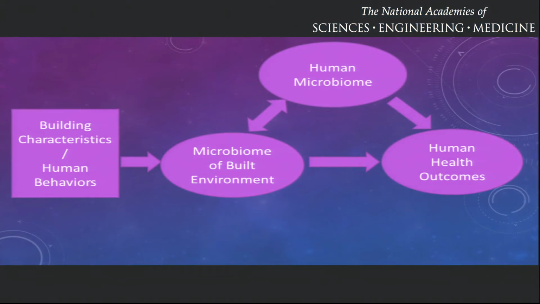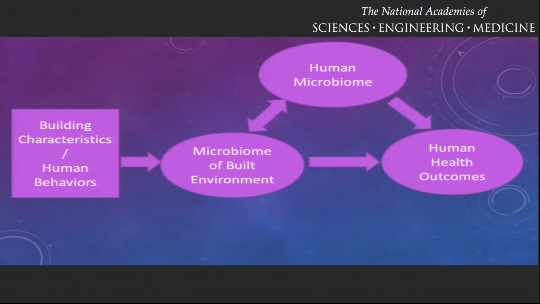Here's a bit more epidemiology for you right at the end, looking at the microbiome of built environment and health effects. All right. Okay, so I have this schematic diagram up here that we've all probably had in our minds, or at least some of us have thought about, which is that building characteristics and human behaviors can influence the microbiome of the built environment, and we believe that they do. There's a bidirectionality between the microbiome of the built environment and the human microbiome. They can each affect each other.